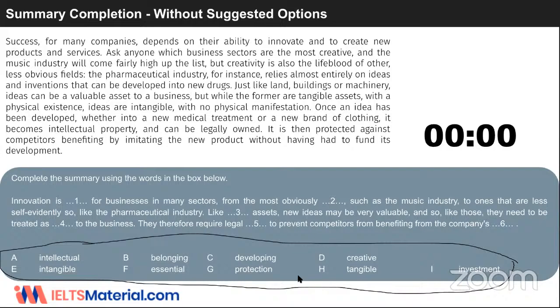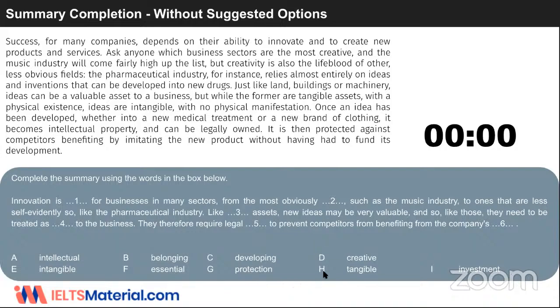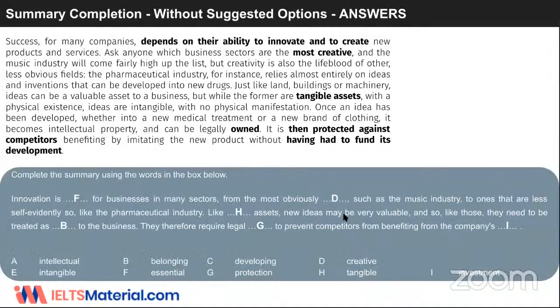Okay. Let's discuss the answers now. The correct answers are F, D, H, B, G, I.